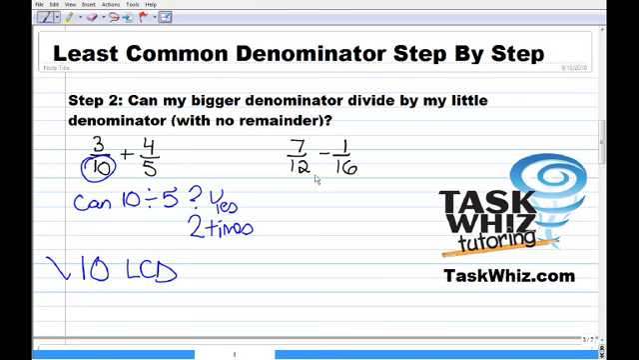Over here, 7/12 and 1/16, we ask the question, can our bigger denominator 16 divide by our little denominator 12 with no remainder? And the answer is no. So that means we keep moving on until we get a yes answer.